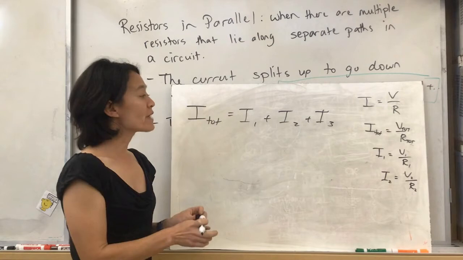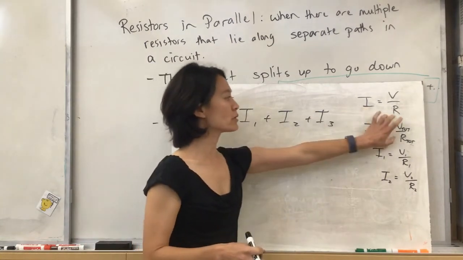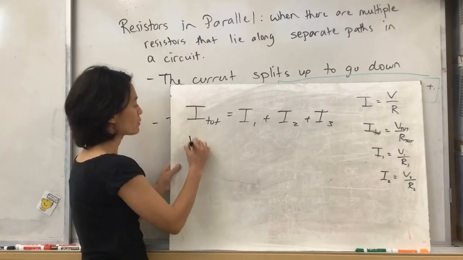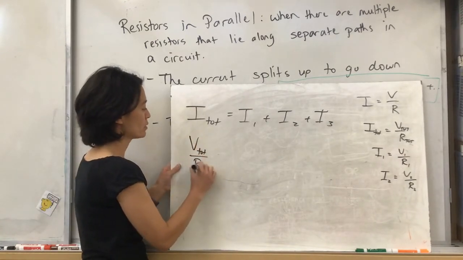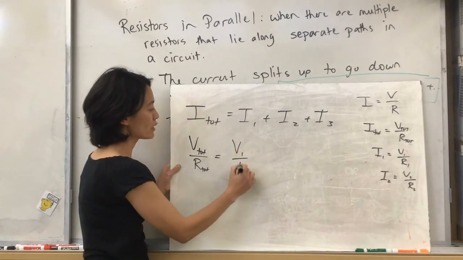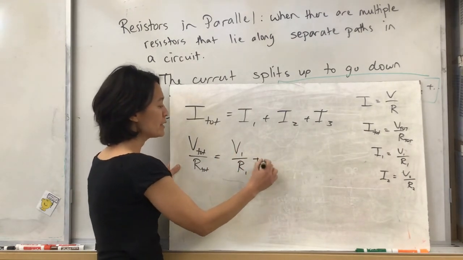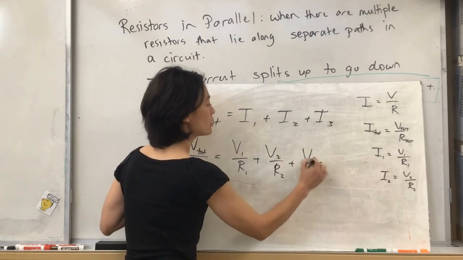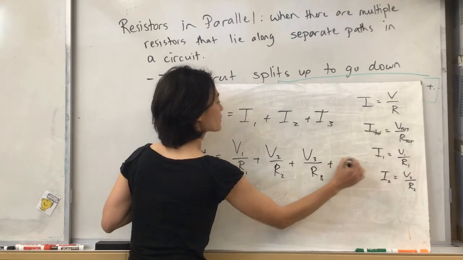Okay? So if that's true, then I can insert this relationship into this equation. So instead of writing I total, I could write V total over R total. Instead of writing I1, I could write V1 over R1. I could write V2 over R2, and then V3 over R3, etc.